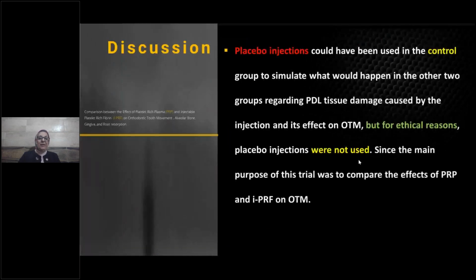Placebo injections could have been used in the control group to simulate what would happen in the other two groups regarding periodontal ligament tissue damage caused by the injection and its effect on orthodontic tooth movement. But for ethical reasons, placebo injections were not used, since the main purpose of this trial was to compare the effects of PRP and injectable PRF on orthodontic tooth movement.